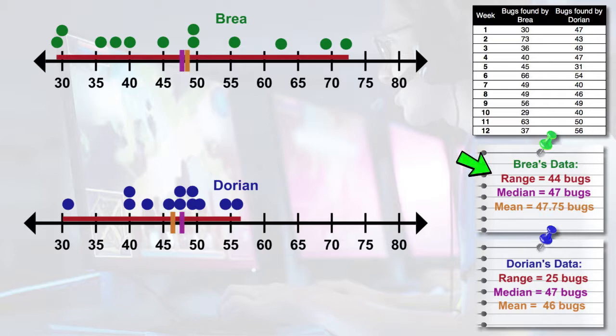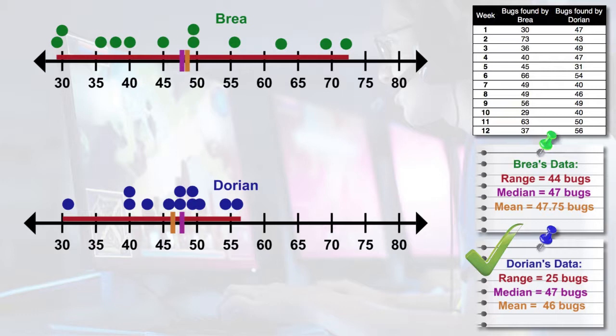When we first look at the data, Bria has the most number of bugs found. Bria's numbers are all higher. However, because her spread or range was greater than Dorian's, it can be concluded that she is less consistent than Dorian at finding the bugs. She also only had 1 week with the same number of bugs, which gives her less reliability as a worker. When we first look at Dorian's data, his data stayed pretty consistent. With these statistics, we can conclude that Dorian is actually the employee who should be promoted.